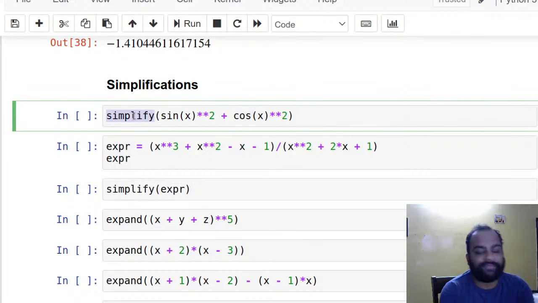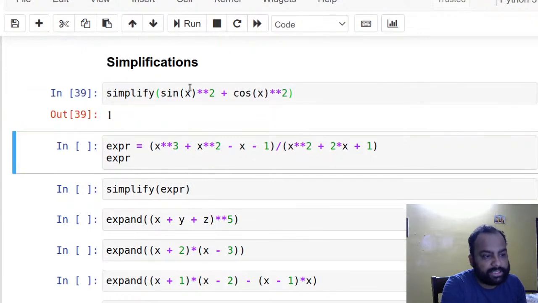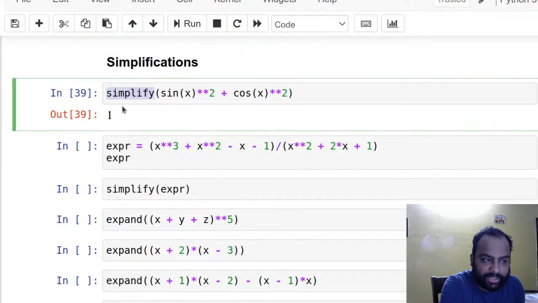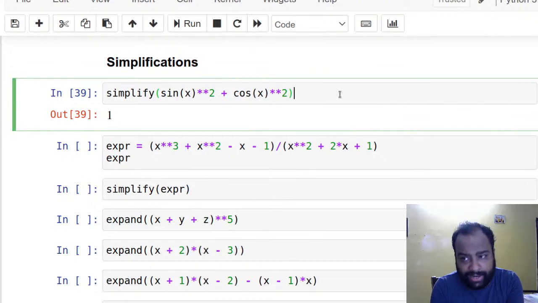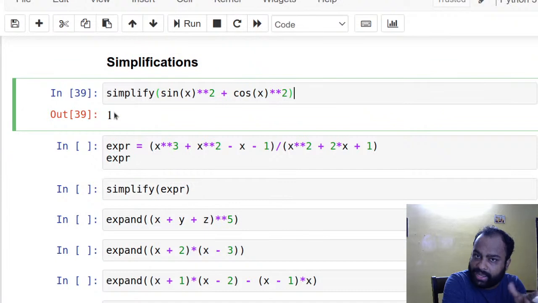Now we have a SymPy function called simplify. So if I say simplify, it does simplification for us. Of course, sine square x plus cos square x is equal to 1. So if I say simplify on this, it gives me 1. It does not ask me at what point I want to calculate it. Instead it gives me a symbolic result. This 1 is also symbolic. This is not a numerical result.